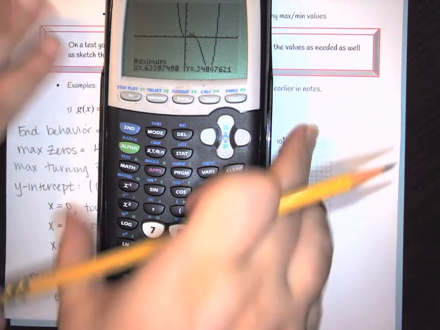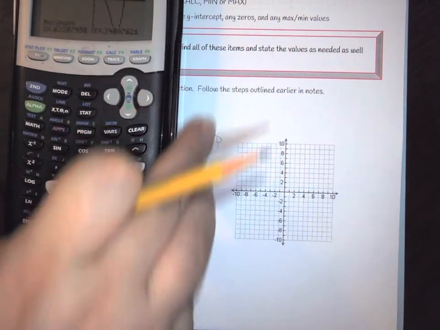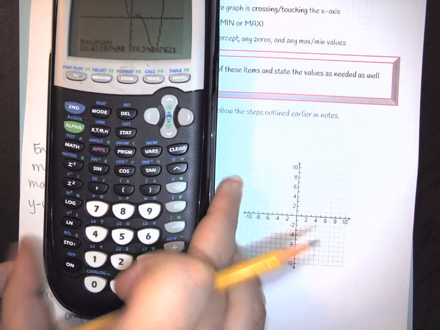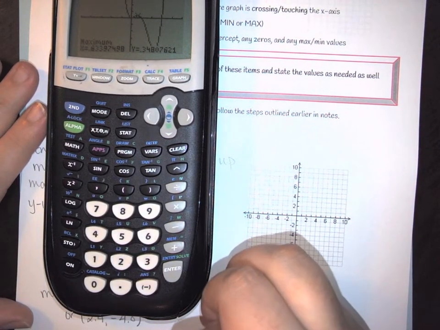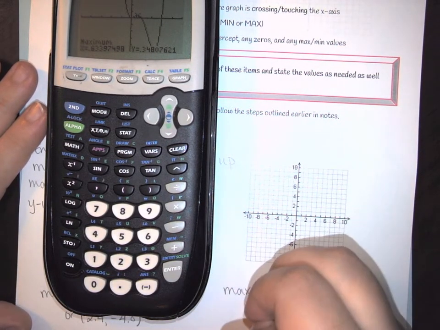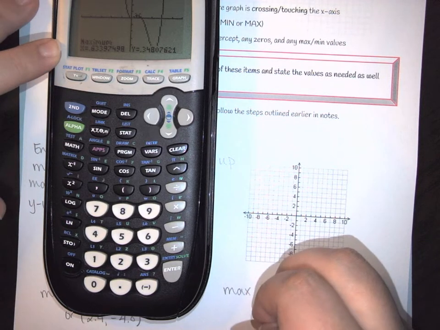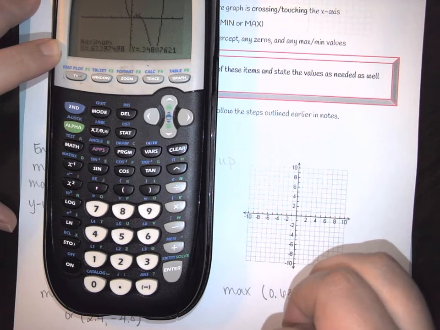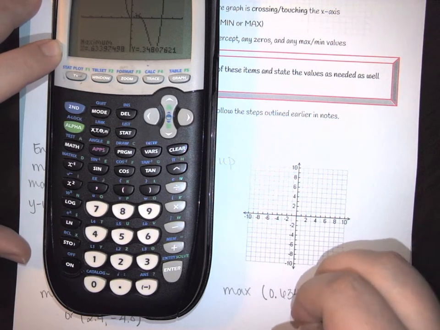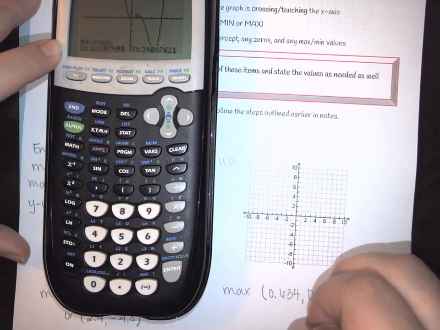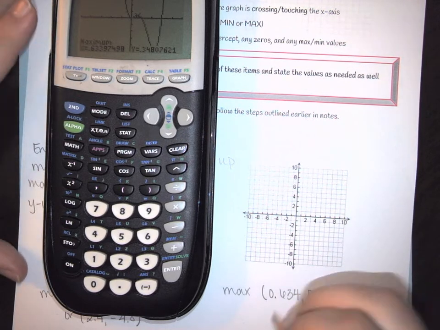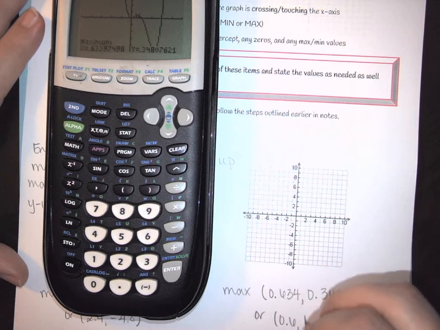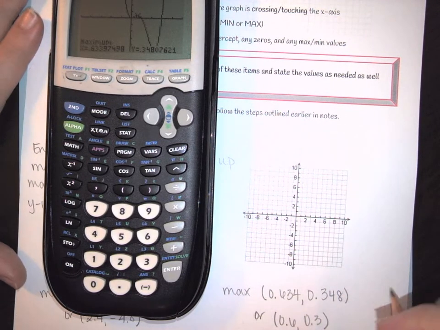And so then here we have a maximum at the point 0.634 and 0.348. Again, or you could just have simply said 0.6 and 0.3.